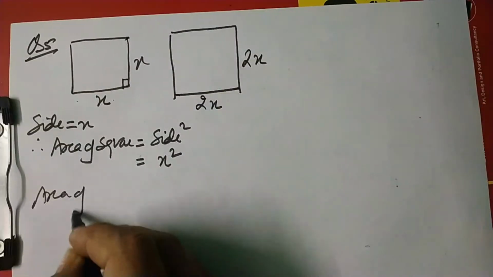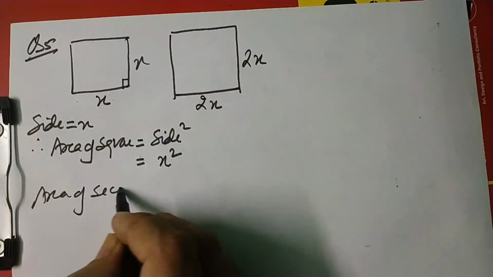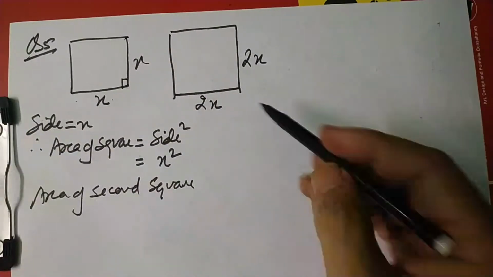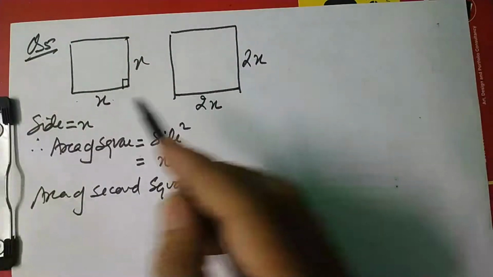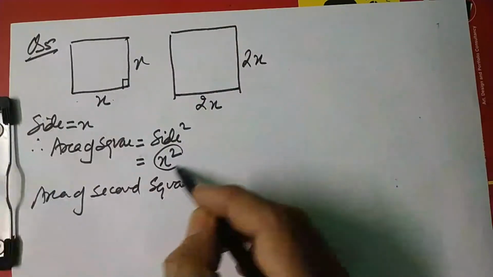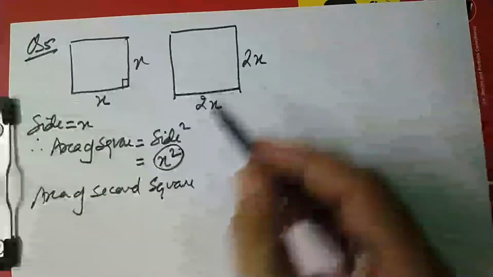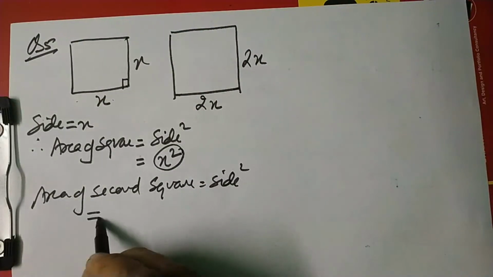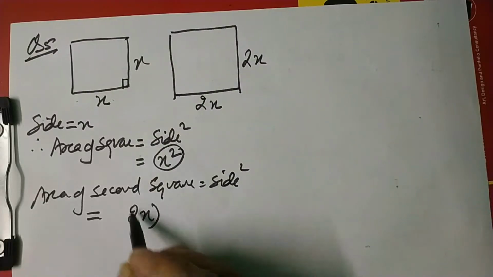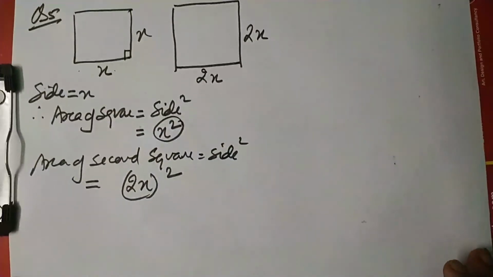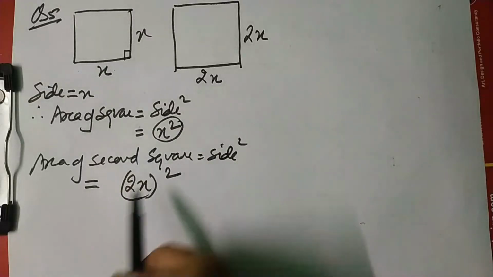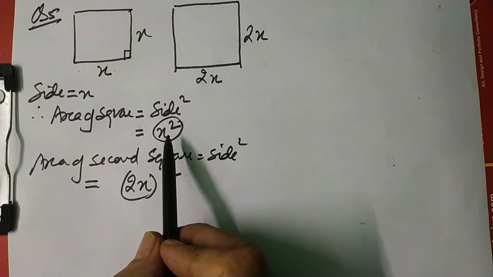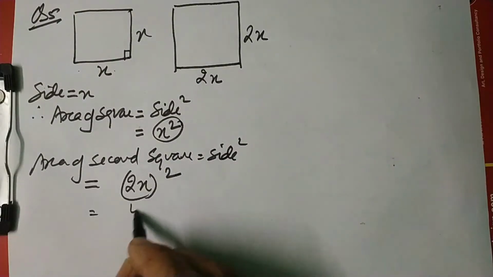So I am writing it, area of second square. What is the area of this new square? Earlier it is x squared. We have done it. What is the area of this square now? It will be again side squared. So what will it become? (2x) squared. Area of the new square will be (2x) squared, just like this one. So now (2x) squared is how much? 4x squared.